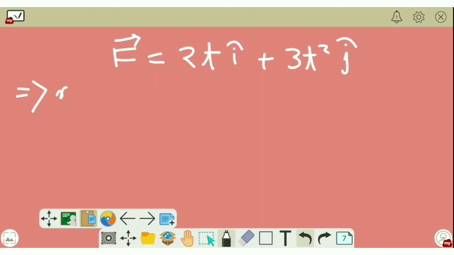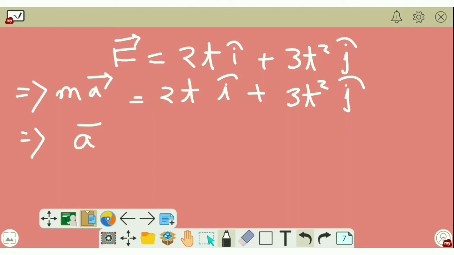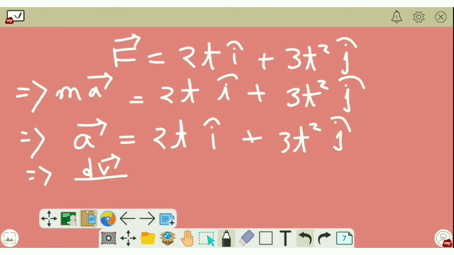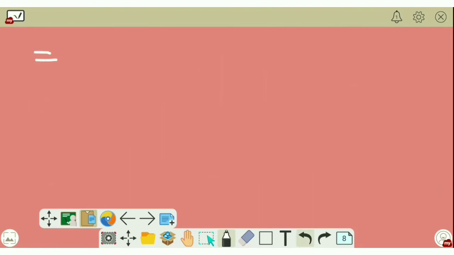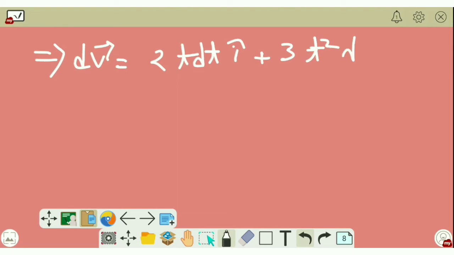We know force is equal to mass into acceleration. So we have said that mass is equal to 1 kg. So acceleration is equal to 2t i cap plus 3t square j cap. Now we know acceleration is equal to dv vector by dt. So 2t i cap plus 3t square j cap, where v vector is the velocity. Now dv vector is equal to 2t dt i cap plus 3t square dt j cap.